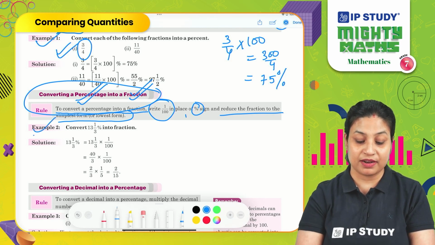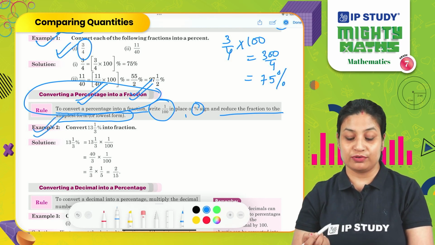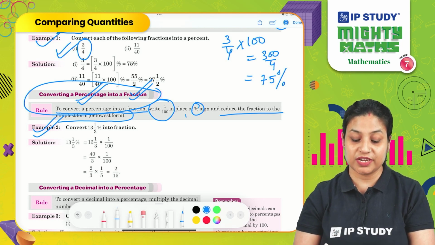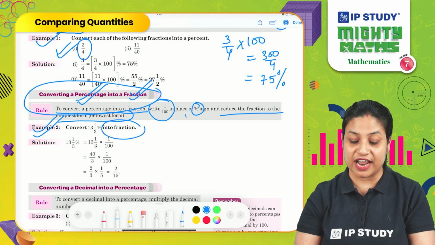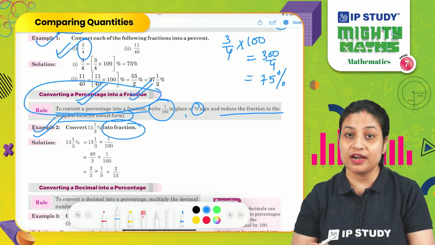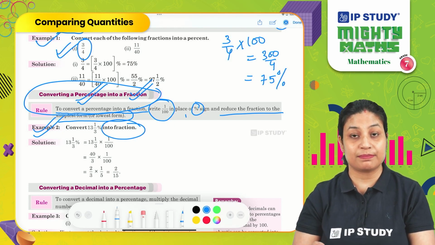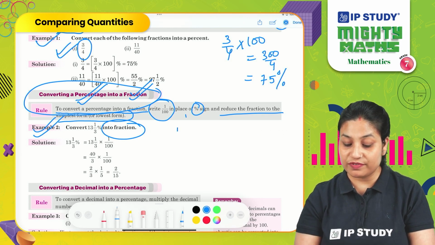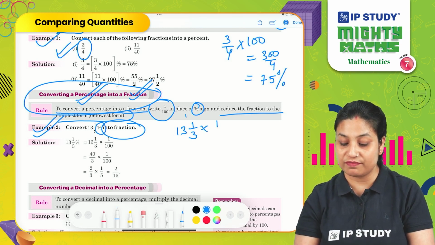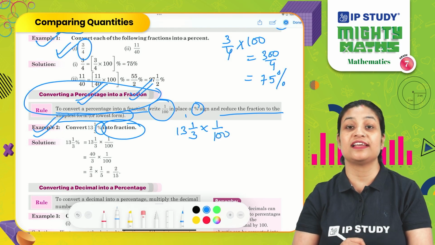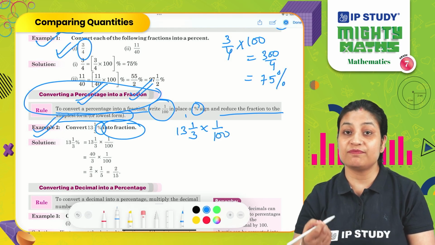Let's take example number 2. Here what we have to do, we have to convert 13 1 by 3% into fraction. So how we are going to do that? The rule that we have just read, just apply that rule. So according to the rule, we have to write this part and we have to remove this percentage sign over here and we have to put 1 upon 100. We have to write it like this by removing the sign of percentage.